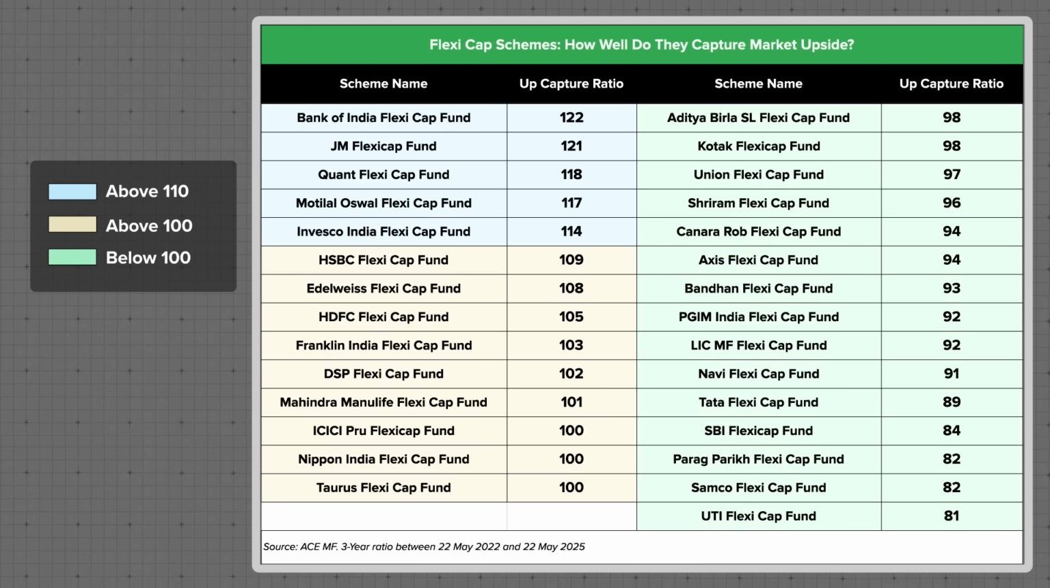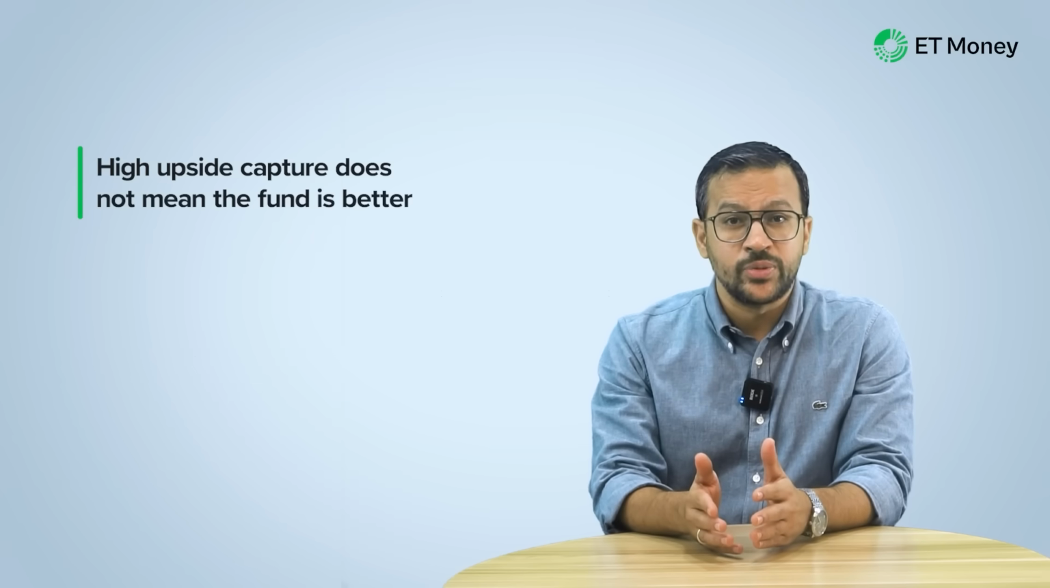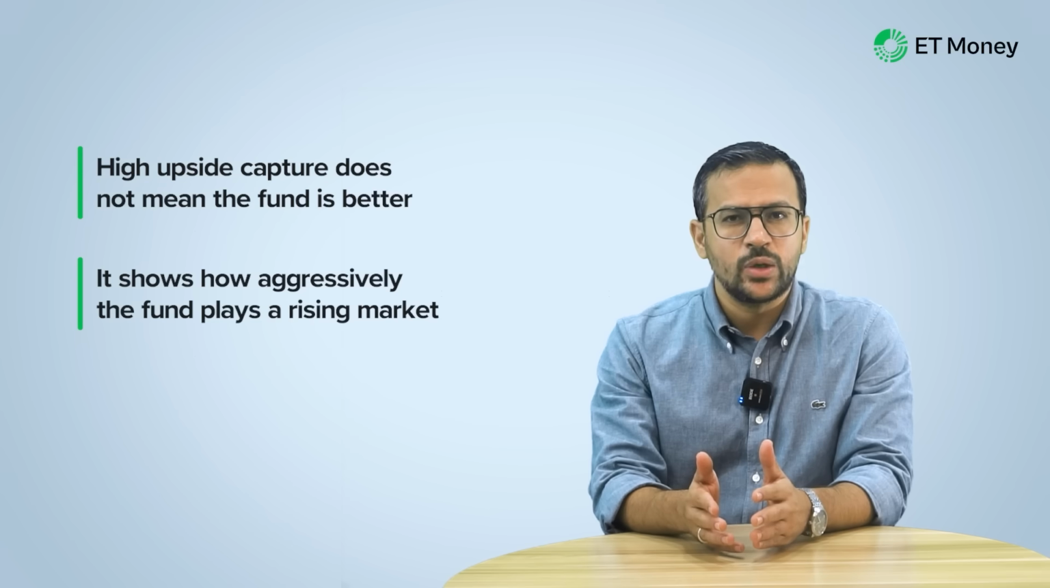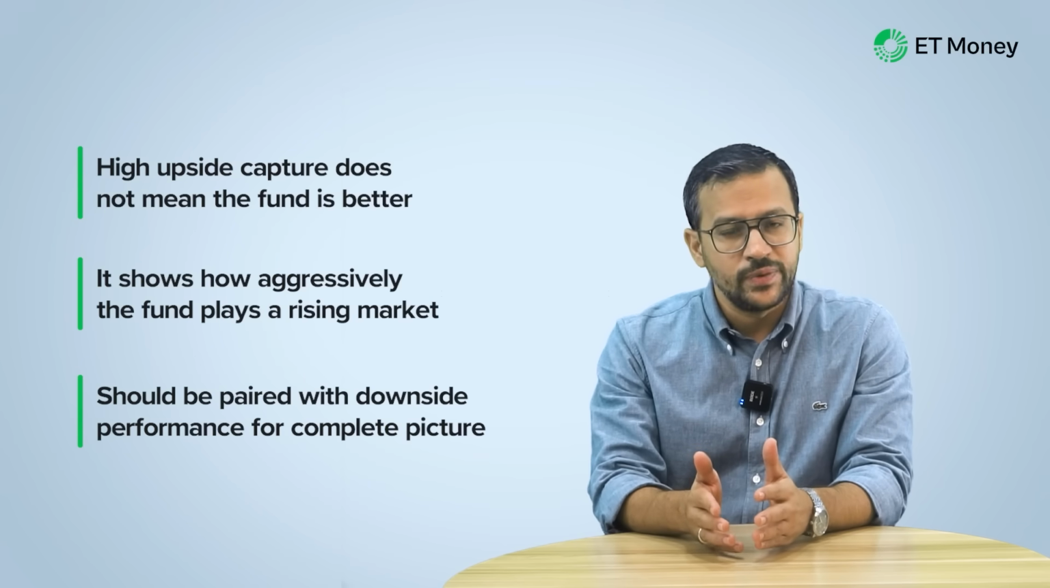In contrast, funds like Parag Parikh Flexicap, SBI Flexicap, UTI Flexicap, and others have recorded upside capture ratios well below 90. This suggests a conservative approach, possibly due to large cap orientation or a value style approach or global diversification. However, it's important to note that a high upside capture does not automatically mean a fund is better. It simply indicates how aggressively a fund plays a rising market. It's a valuable data point, but one that needs to be paired with how the fund behaves during down markets, which we will look at next.